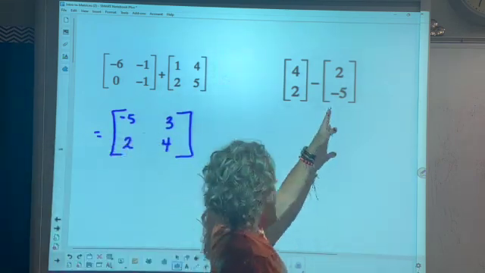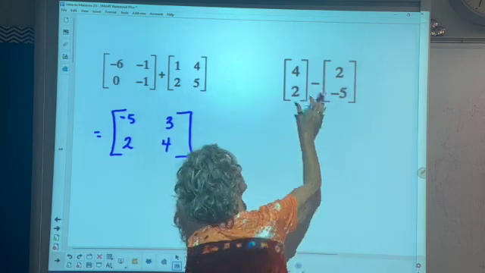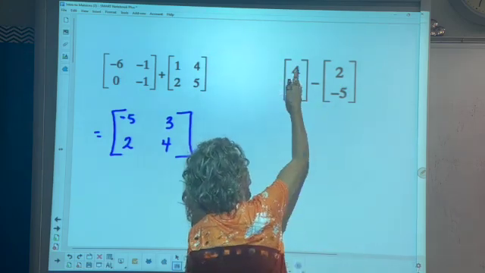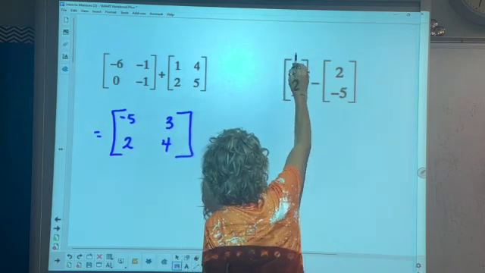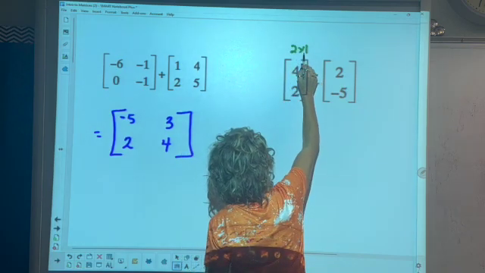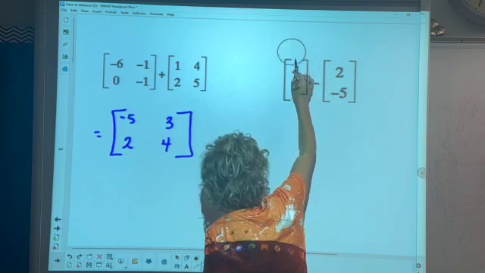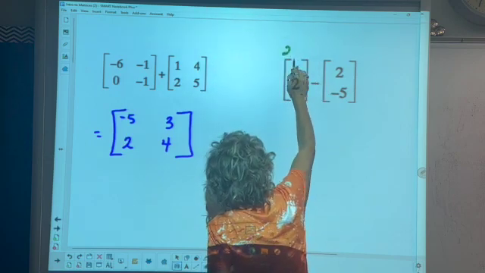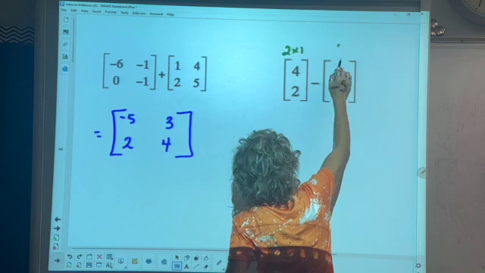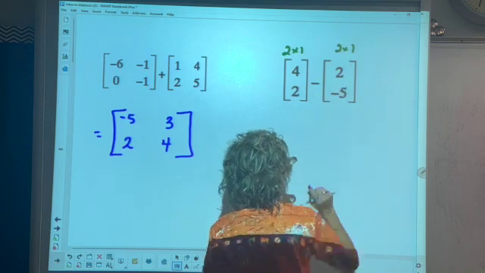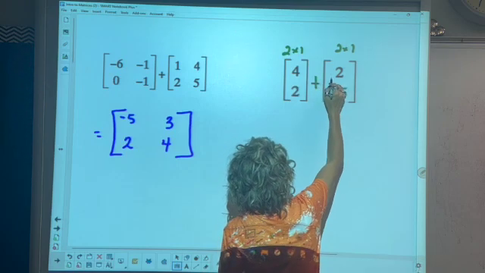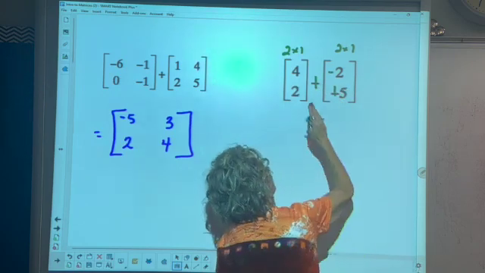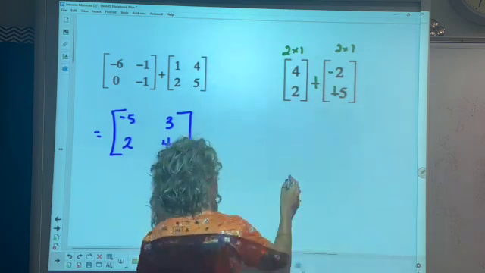Again, on this one, that's a subtraction. This is a 2 rows by 1 column. This is a 2 by 1. 2 rows by 1 column. 2 rows by 1 column. I absolutely can add or subtract these. So I'm going to make an addition problem by adding the opposite of everything.